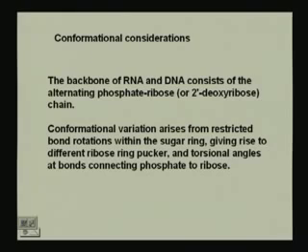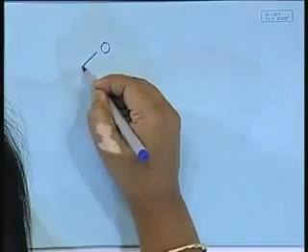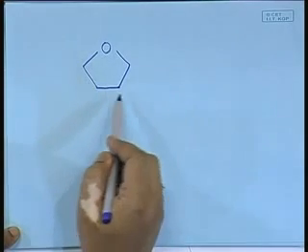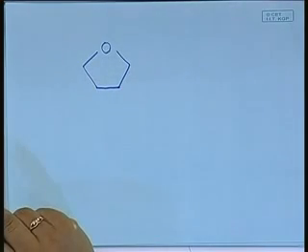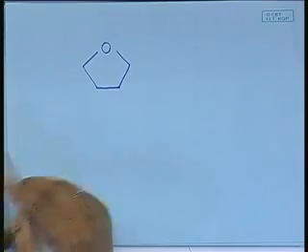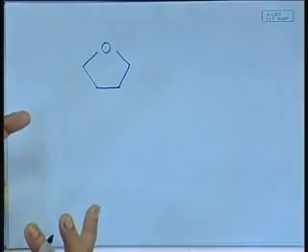Now, when we have conformational variation, this arises from restricted bond rotations. Where are we going to get restricted bond rotations? We have a sugar ring. We have a single ring. We have something like this. This is our sugar ring. Now, you have to remember all of these are single bonds. So, what is possible? Puckering is possible. We do not call this rotation because it is restricted in its rotation.